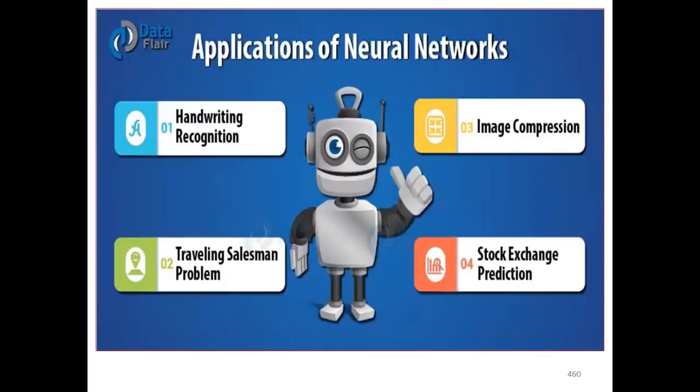So with this, the theory part, I am concluding with the applications of artificial neural networks. See here, handwriting recognition, to check whether the same type of signatures are available or not. Some intruders, some cyber attackers use these handwriting recognition applications. Image compression, where I am reducing the size of the images; there also I am using neural networks. And the traveling salesman problem, the shortest path from source to destination. And stock exchange prediction; there also we are using artificial neural networks.